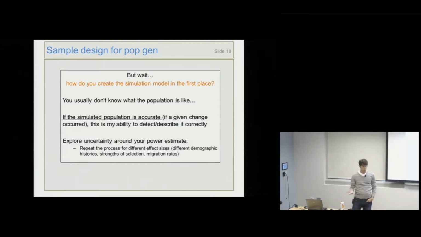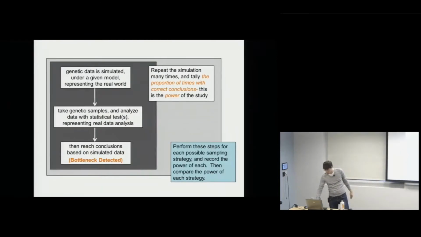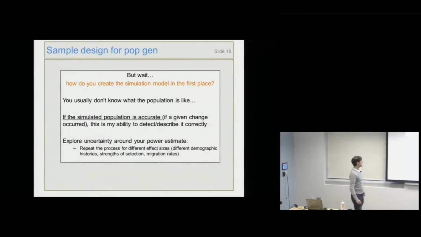There's one problem. I mean, this is a really nice approach, but the problem is how do you create this simulation model in the first place? We generally don't know a lot of the parameters of the populations as they are. Okay, that's one reason why we're doing the study in the first place. So what this process I just showed you gives you is this conclusion.